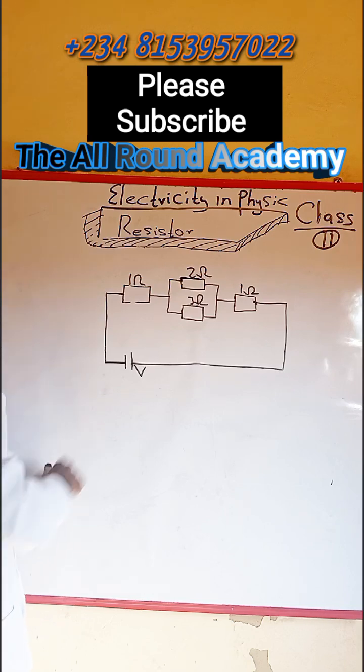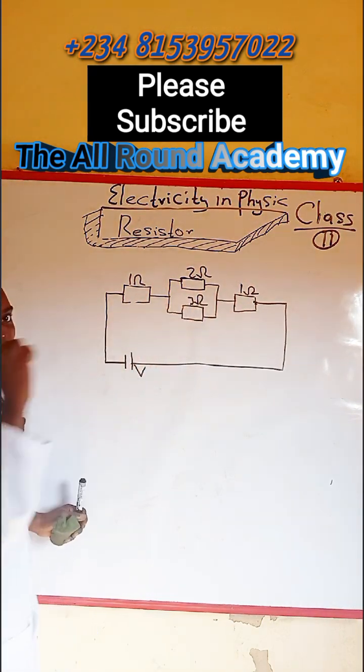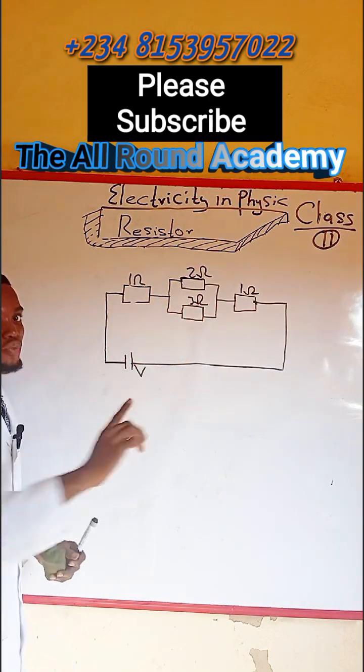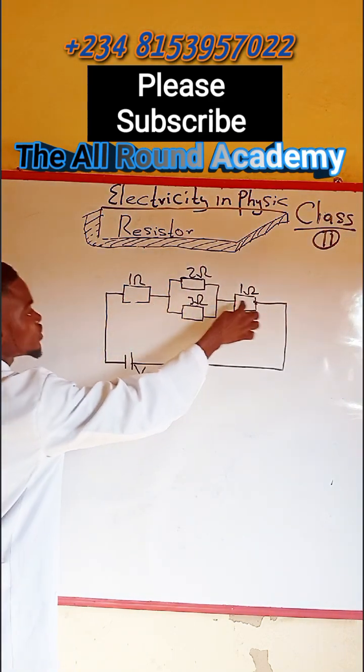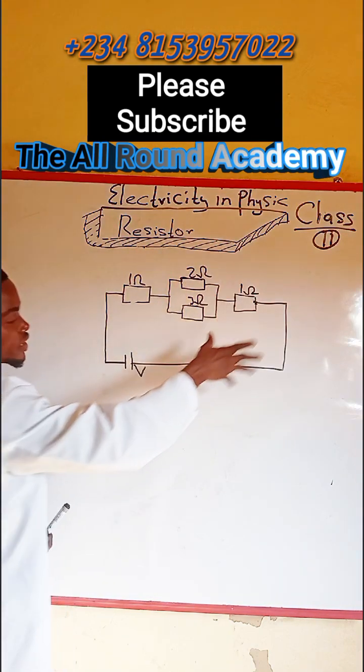All right, now if you are asked to calculate the total resistance in this particular circuit, what you need to do first of all is calculate the total resistance you have in parallel, then you add it to the one you have in series, and calculate the total resistance in series. That becomes the total resistance of this circuit.